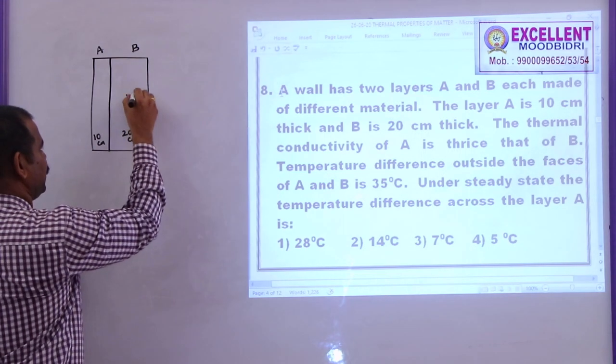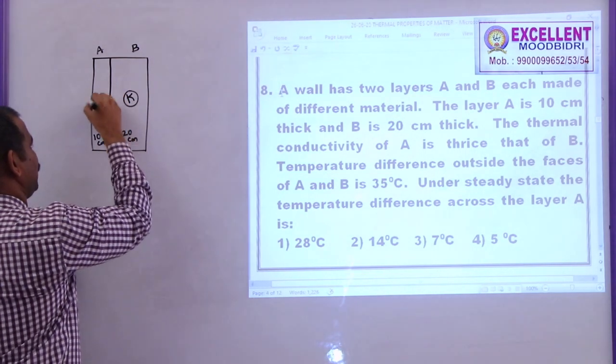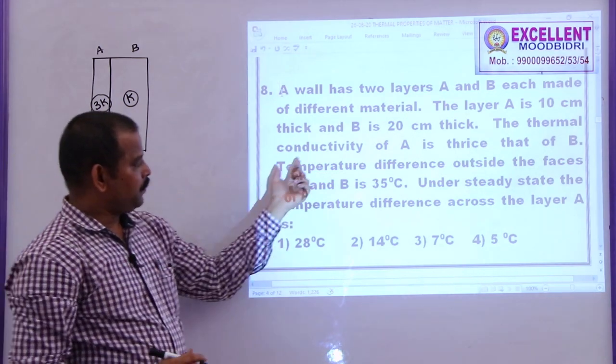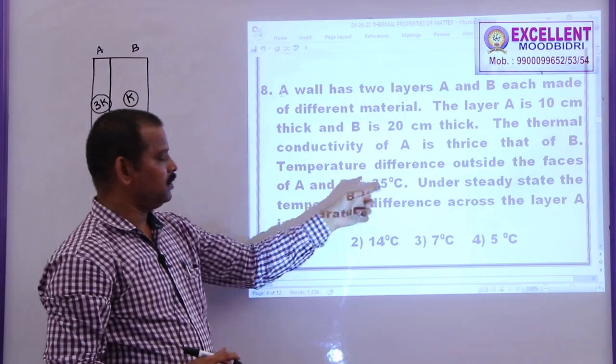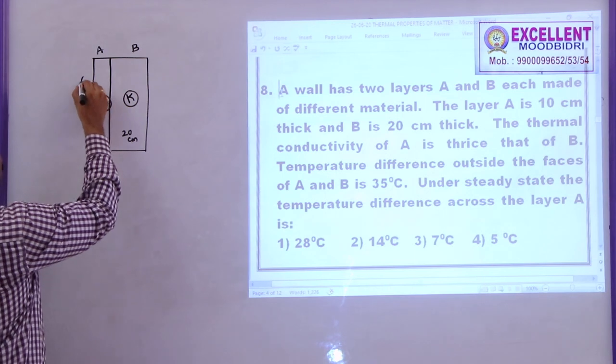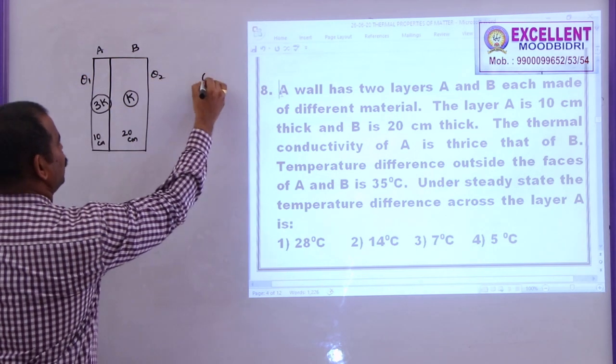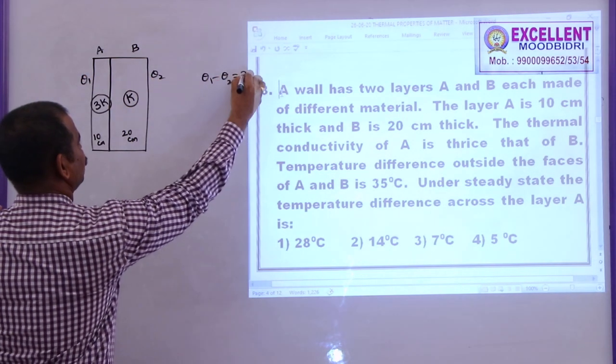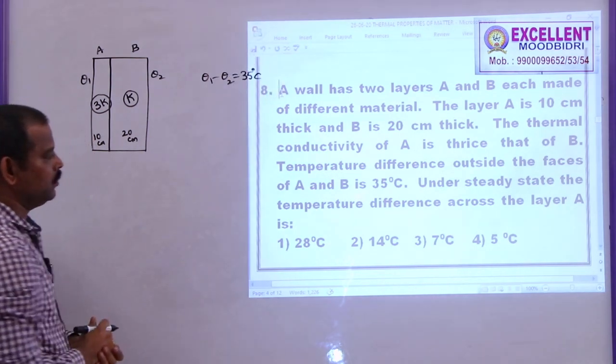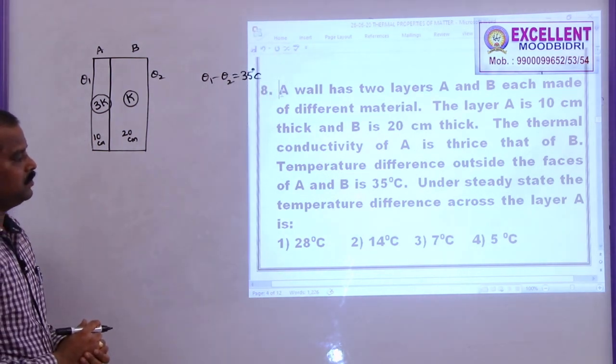So if it is K, this is 3K. Now the temperature difference outside the face of A and B is 35. So let us say you take this as theta 1 and theta 2. Theta 1 minus theta 2 is equal to 35 degrees centigrade. Under steady state, the temperature difference across the layer A.